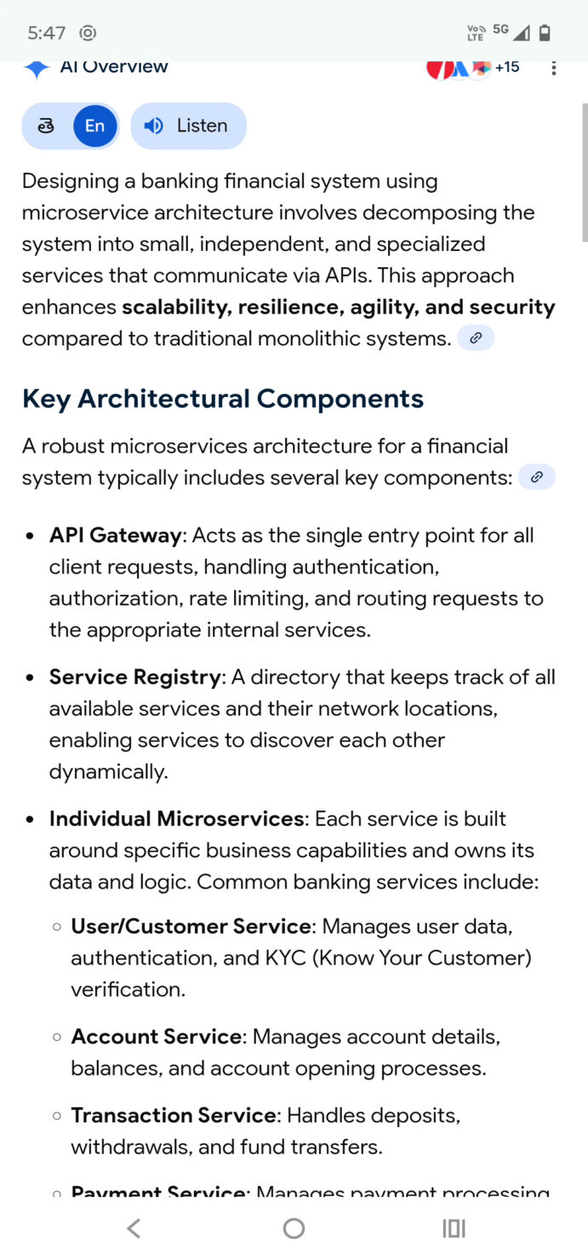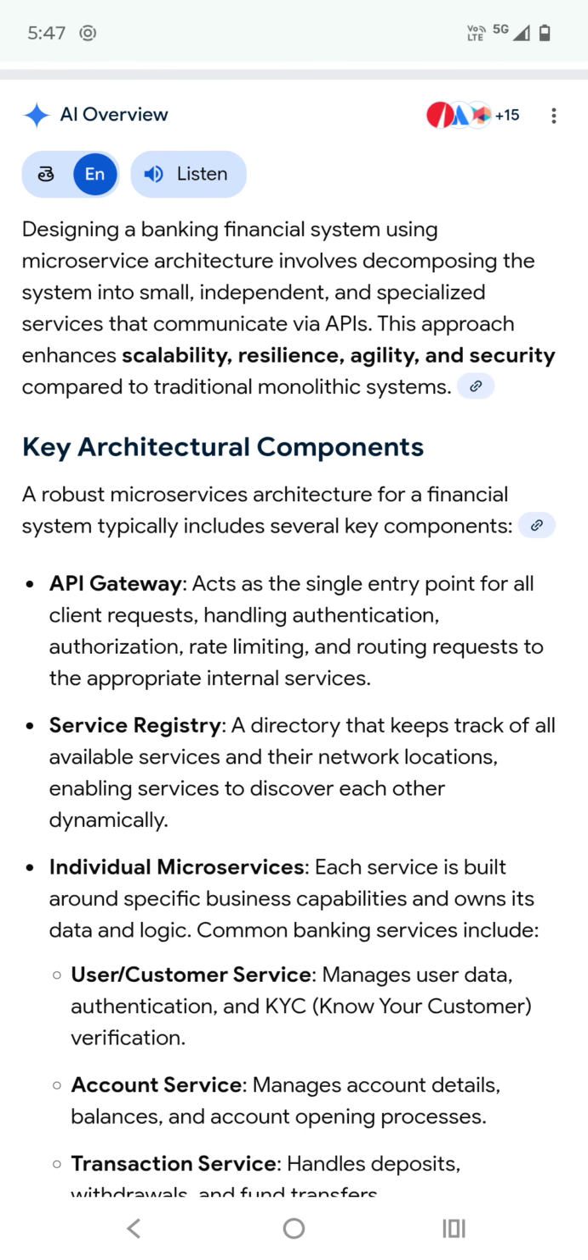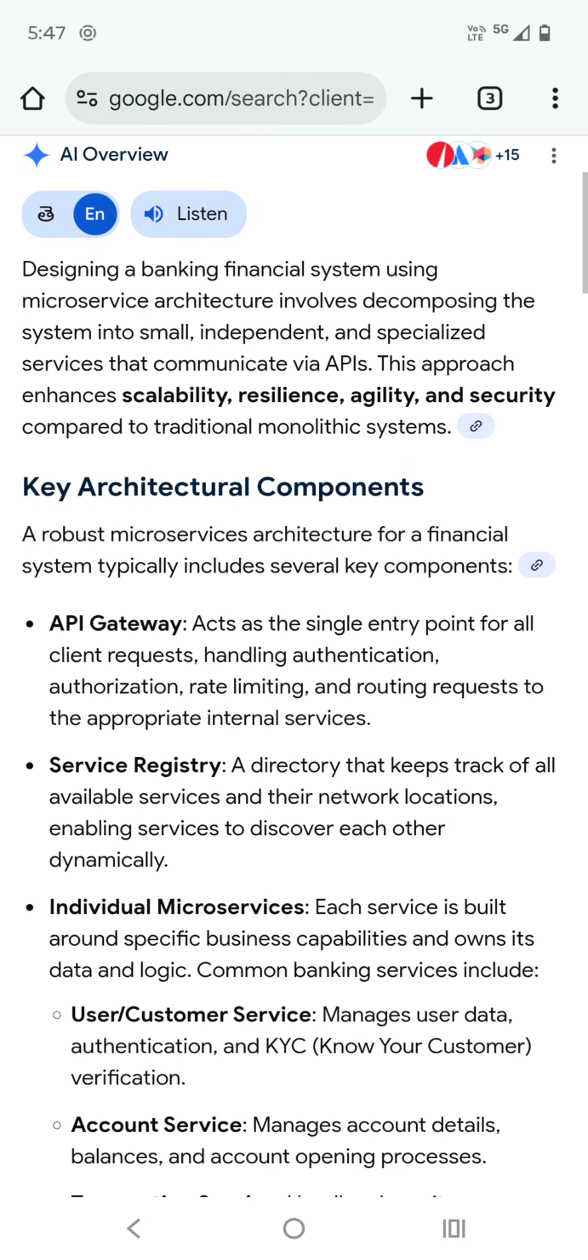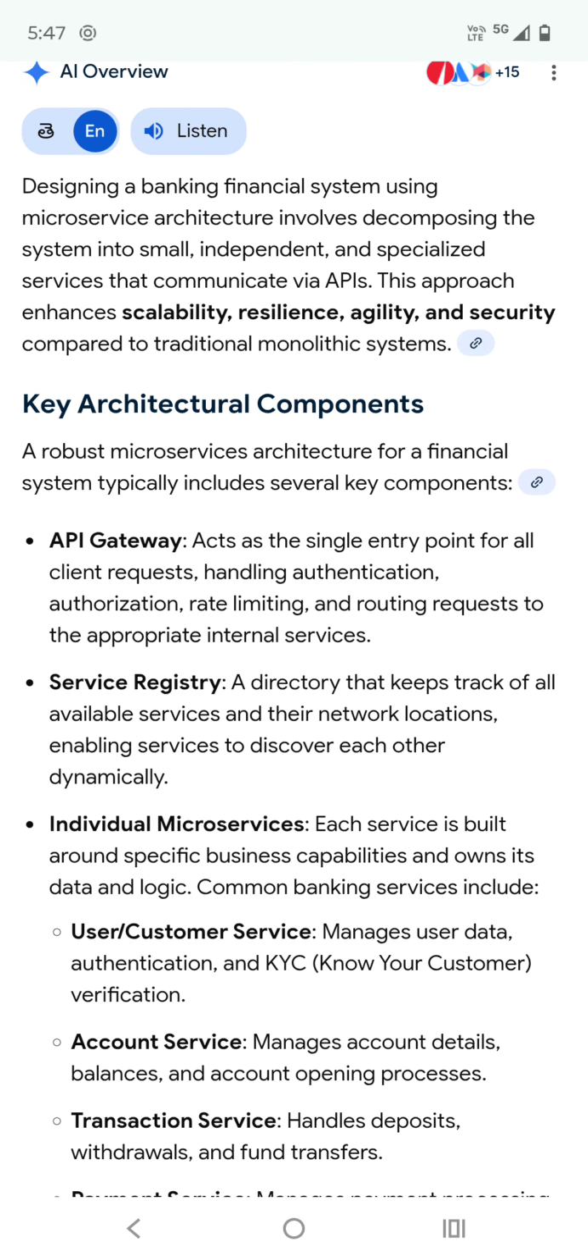So let's discuss how a lead or architect will design a banking application or system using microservice-based architecture. What are the key components they'll consider? Here I'll explain. The key architecture always involves the below components. First thing is the API gateway. API gateway is nothing but a single service. It is also another service, a REST service. It acts as a single entry point for all client requests, handling authentication, authorization, rate limiting, and routing requests to the appropriate internal service.